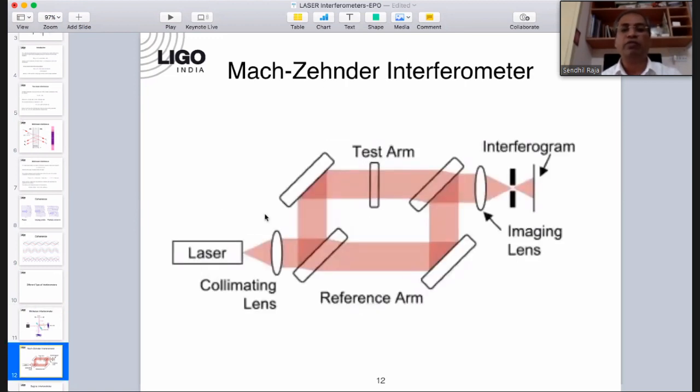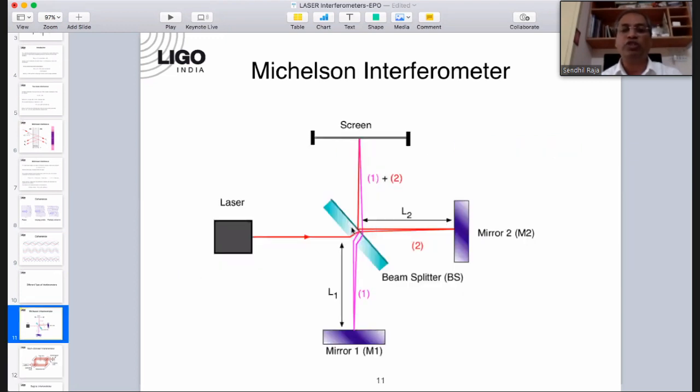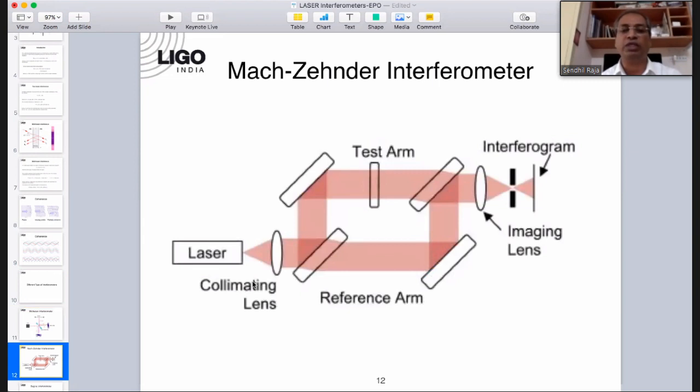The Michelson interferometer is an amplitude division interferometer. It's not a wavefront division interferometer like Young's double slit experiment. Here you're taking the whole of the wavefront of light, dividing it into two copies and interfering them. This is more optimal from an energy point of view than wavefront division interferometers. So most of the interferometers that are used in metrology and measurements are amplitude division interferometers, and so is the Mach-Zehnder interferometer.